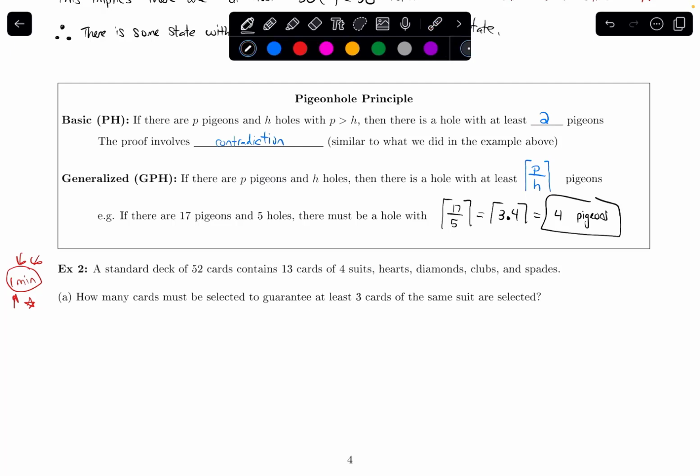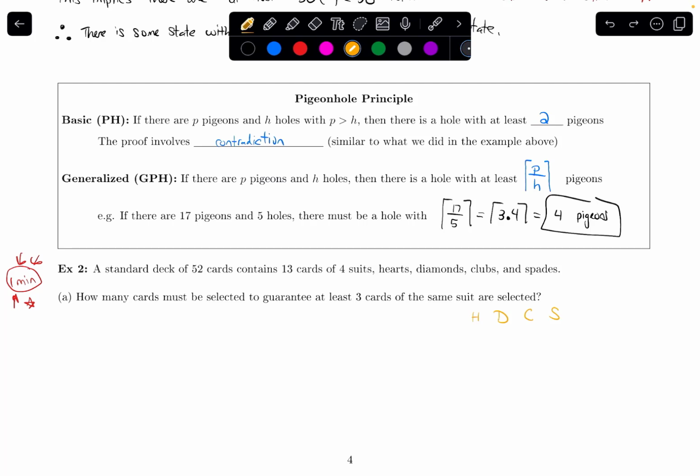Okay, so hopefully you tried it. Let's talk about it now. So first, just thinking about this informally, if I started picking some cards, maybe the first one's a heart, which I'll call H, maybe the next one's a diamond, and then I have a club, and then I have a spade. So if I had picked 4 cards, it's possible to just have 1 of each. So how long could I go without having 3 cards of the same suit?